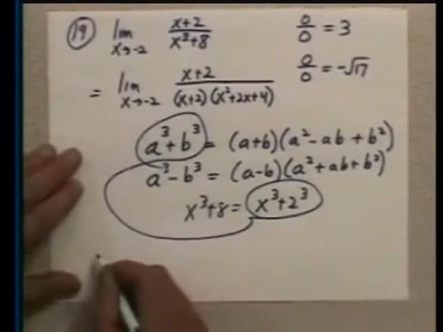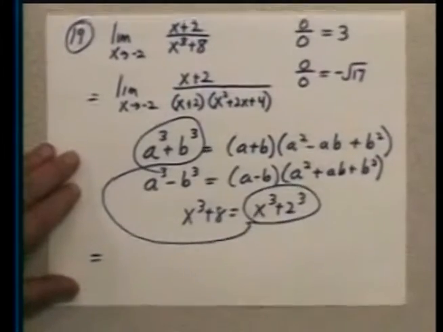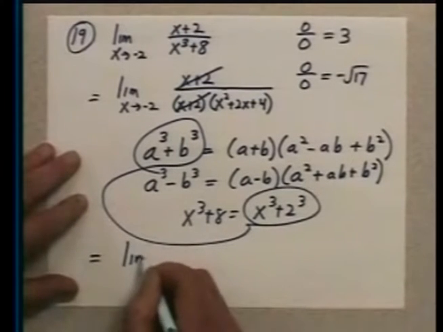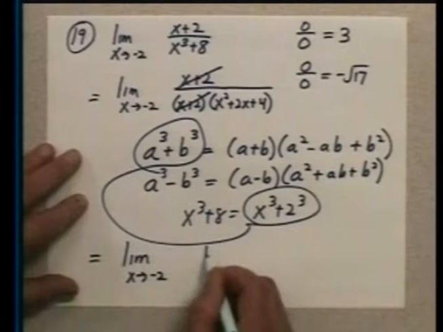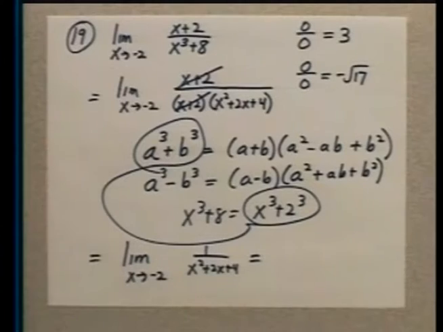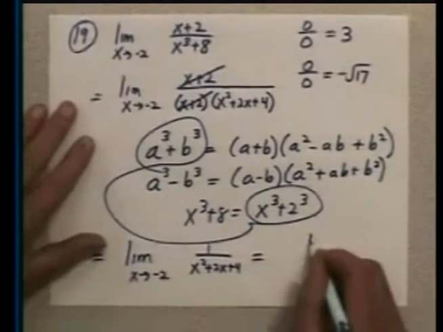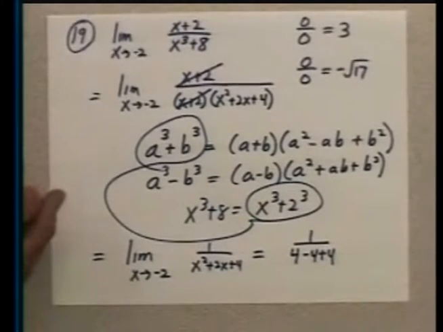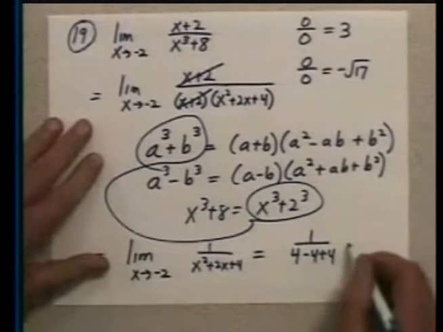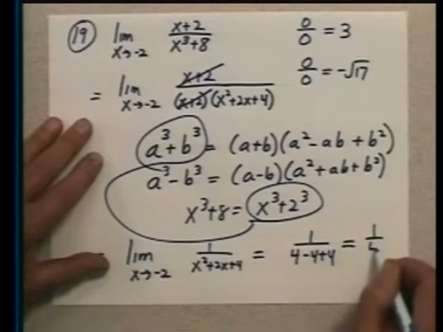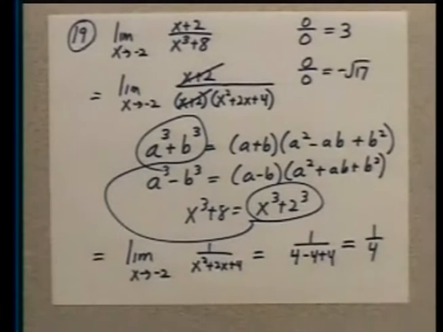Okay, once you see that, what happens, of course? The x plus 2's cancel. And I get to take the limit as x approaches minus 2 of 1 over x squared plus 2x plus 4. Now I can use direct substitution. That'd be 1 over 4 minus 4 plus 4, if you substitute in minus 2, which is roughly 1/4. And I believe 1/4 would be close to the answer to 19.